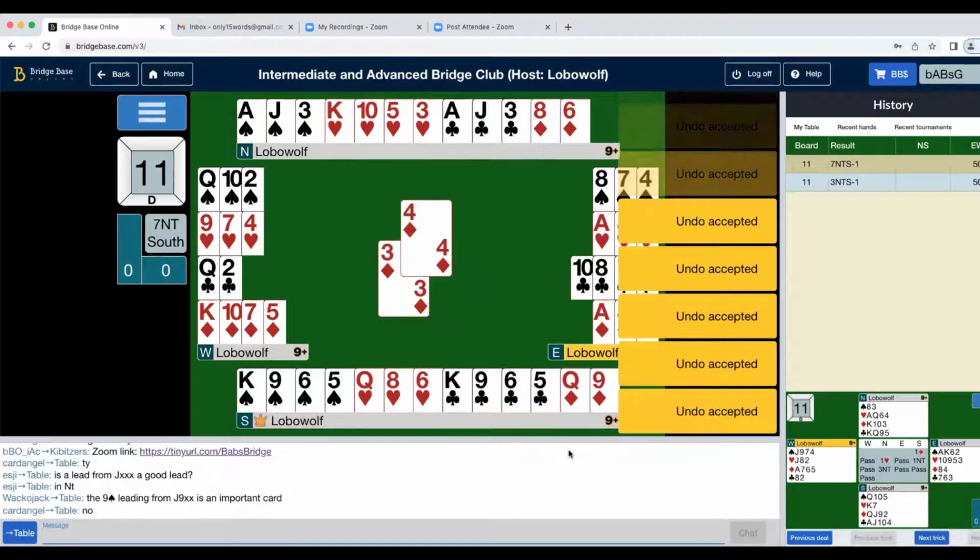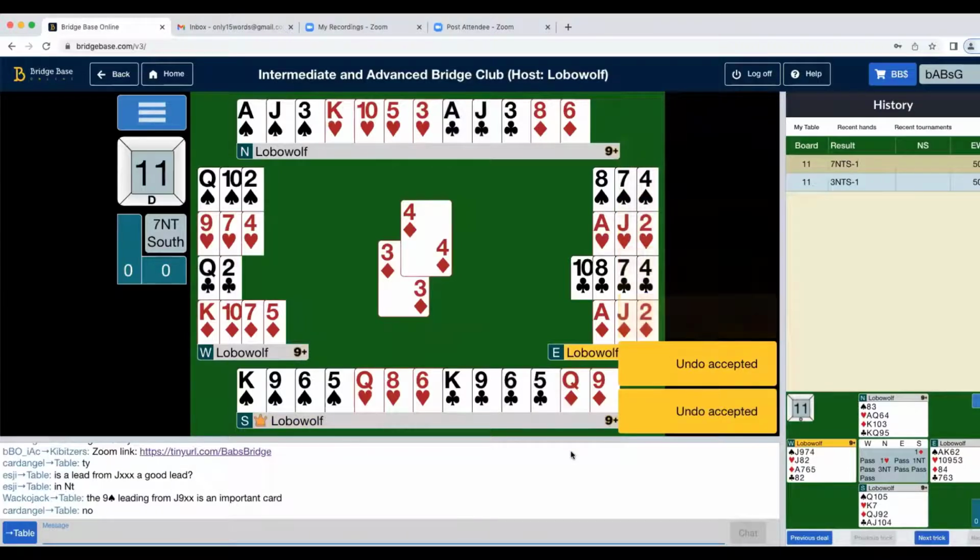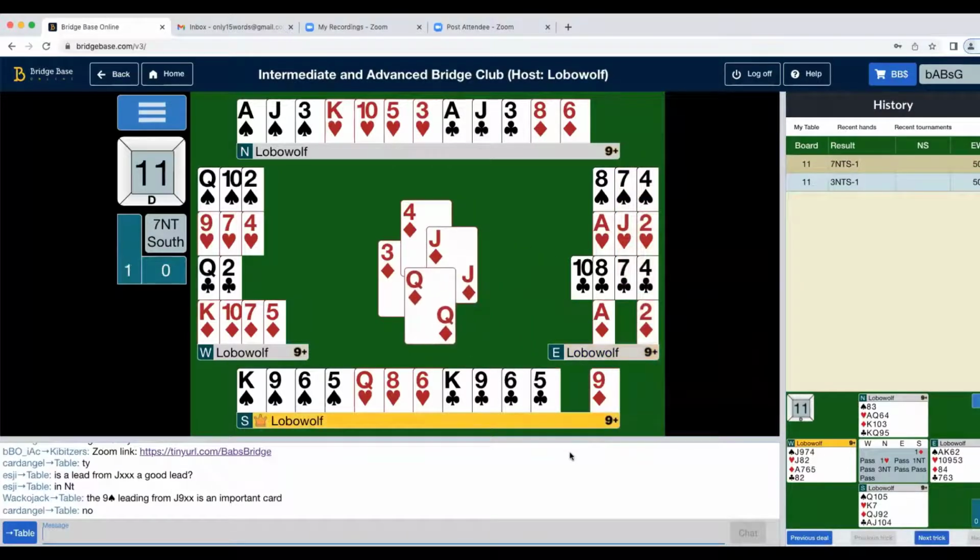So, okay. Let's look at that club suit again. Low to the jack wins, the ace drops the queen, and then we have the king 9 behind the 10-8. We finesse East out of the 10.